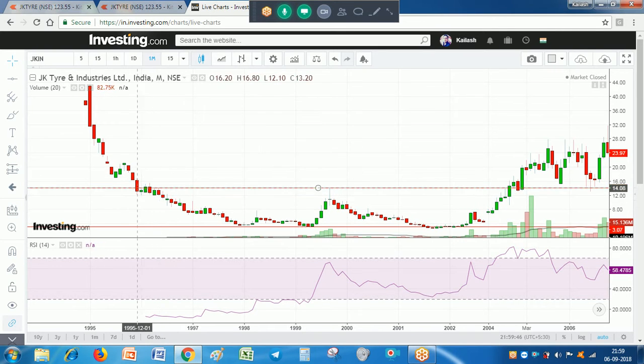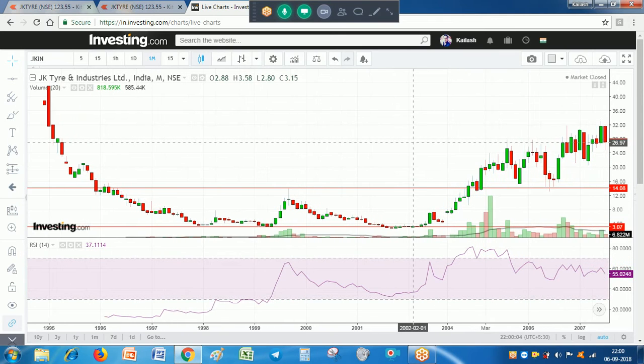Look at this level. Here the stock took some support initially, but it fell and could not sustain. So this level acted as a resistance for the stock and it fell back to the level of 3, somewhere around 3, even a little bit below 3. Here it took support of that level again. Once this level of 3 was established, it acted as a support.